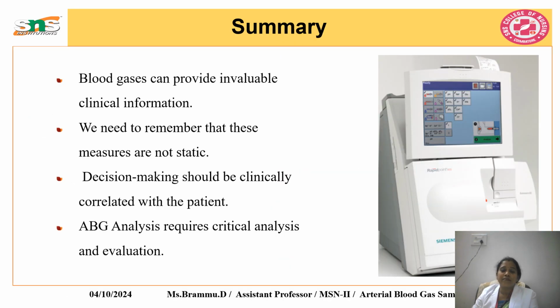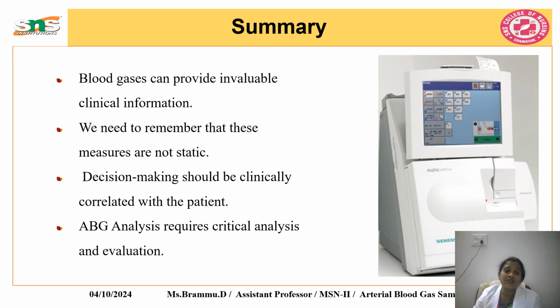So coming to the summary, ABG blood gas sampling can provide invaluable clinical information. We need to remember that these measures are not static. Might be you take an FiO2 of 80% for a patient and you do the sample. It shows a pretty good value. But suddenly if you reduce the FiO2 to 60 or 40, the patient condition is not stable, so in those cases you will have a difference in the ABG values.